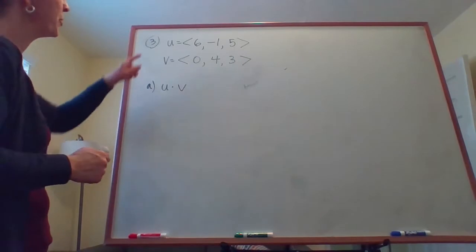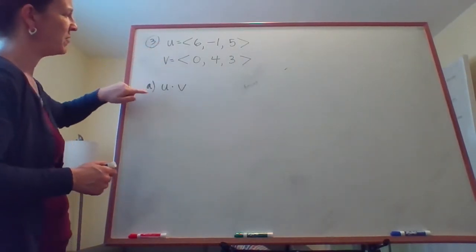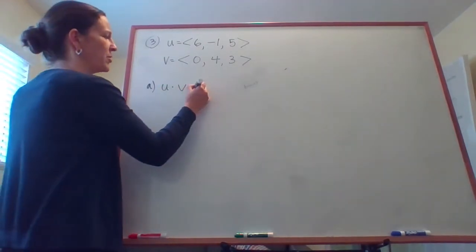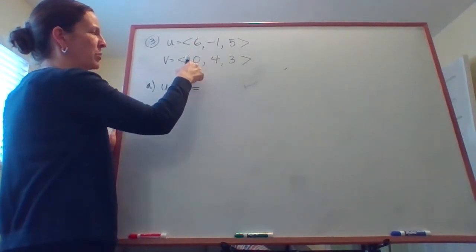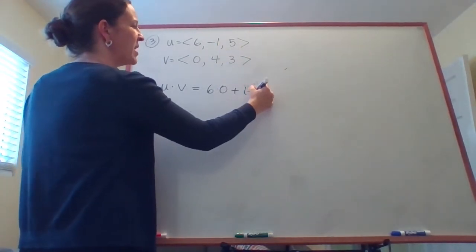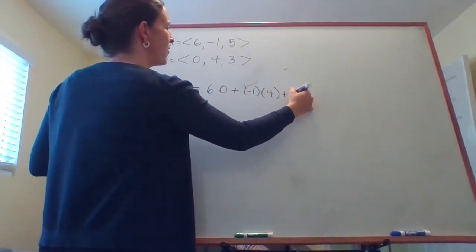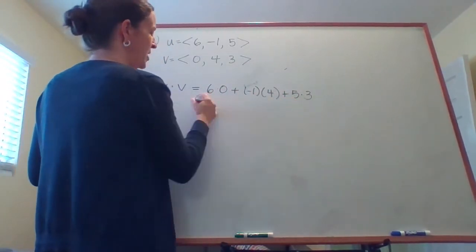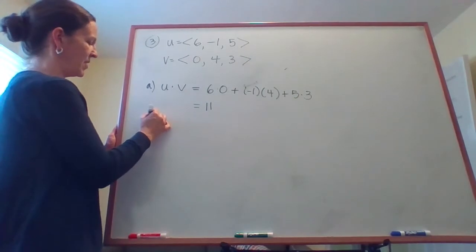All right, guys, here's problem 3. We're given a u vector and a v vector, and in part A, you needed to find the dot product of those two vectors. Remember, dot product means multiplying the components together. So this is 6 times 0 plus -1 times 4 plus 5 times 3. And I got 0, -4, and 15. My dot product was 11.